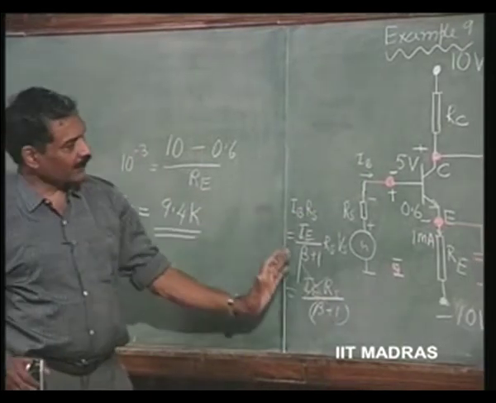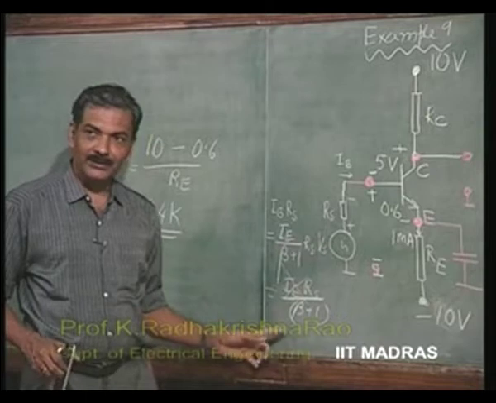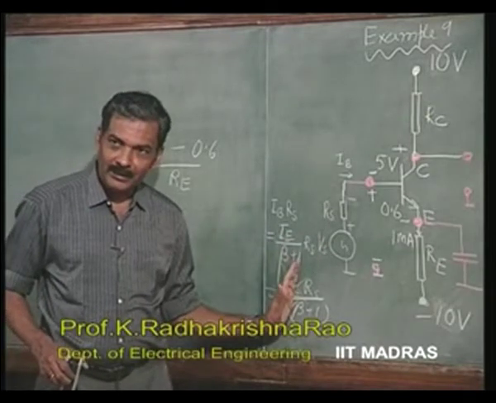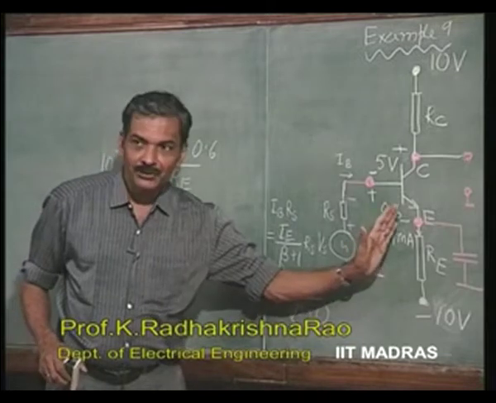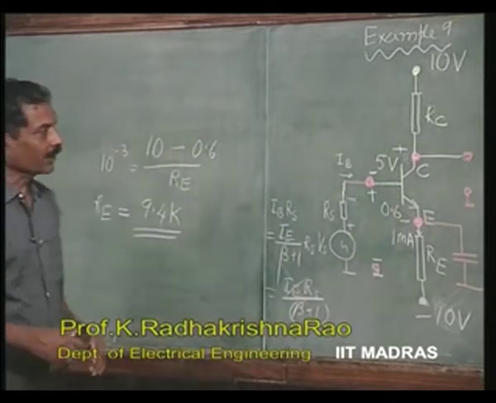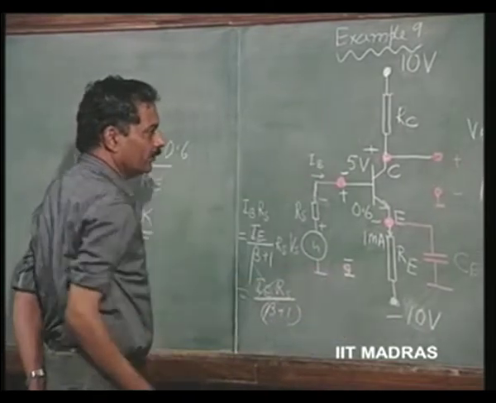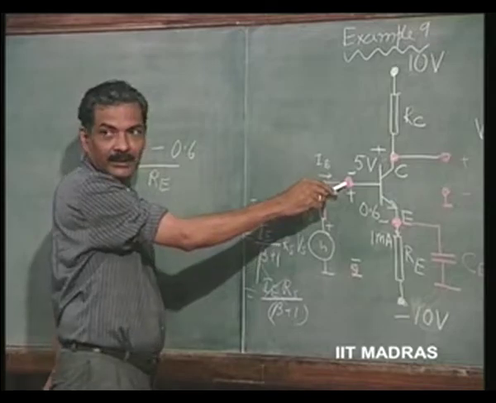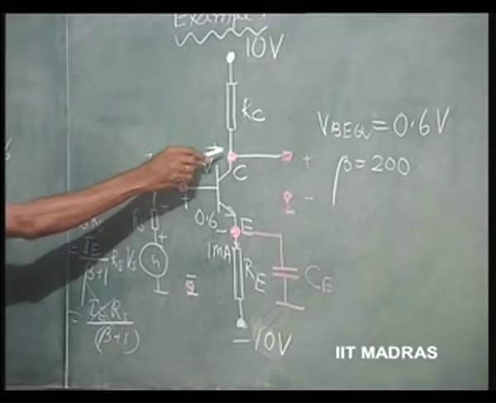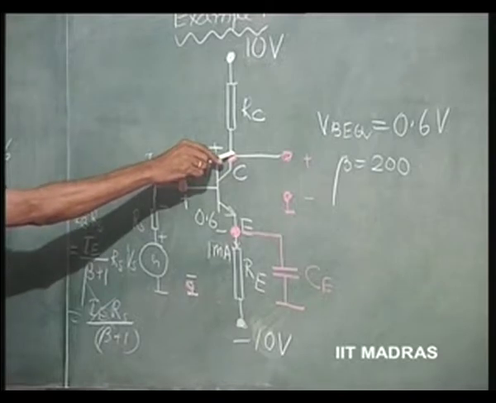So, even in a general situation where RS is given, you have to verify whether this is true and make this assumption that this is negligible compared to 0.6. Then this is at 10 volts, and this is very nearly at the ground potential, and therefore, this is very nearly from the ground equal to 5 volts.